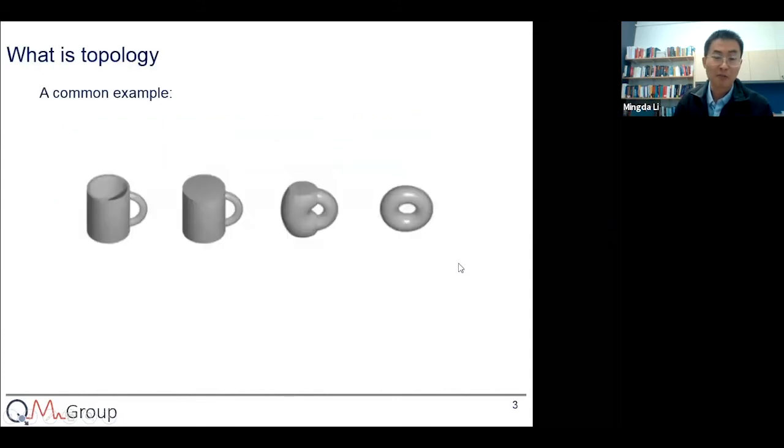So first, the topology. A very common, even cliche example is the cup with a handle. It's just topologically equivalent to a donut because they both share this hole. But today I'd like to provide a few more examples in this area.